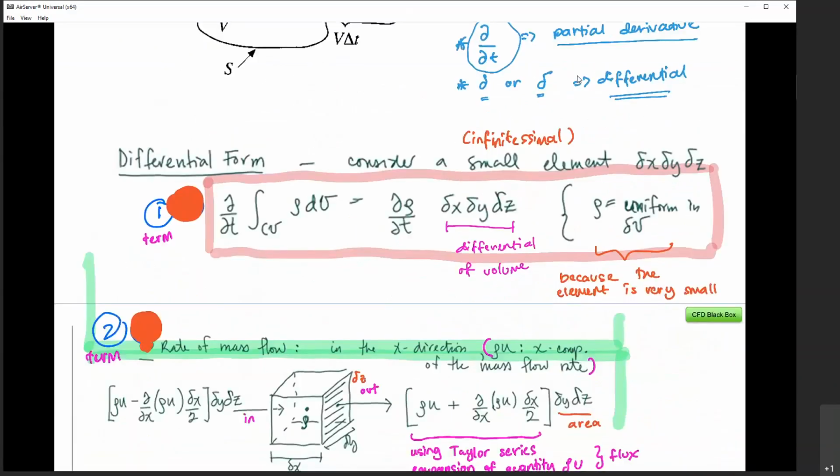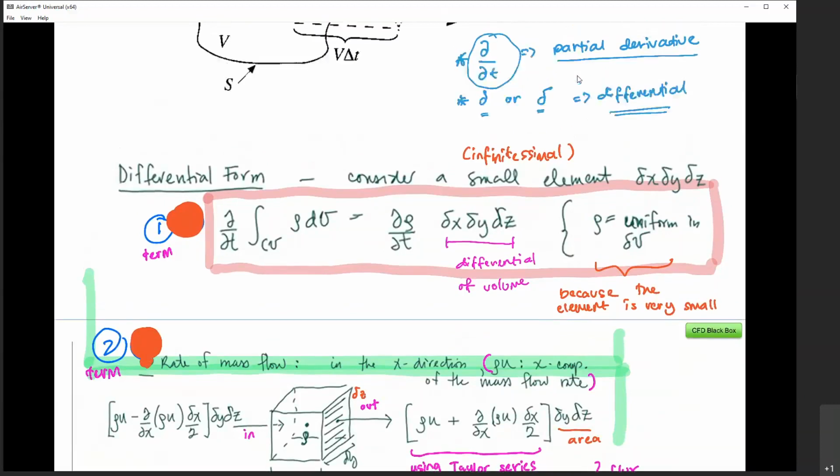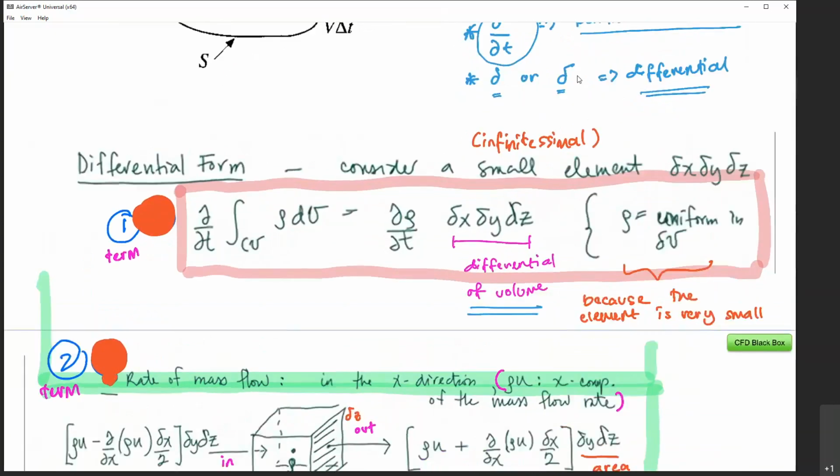All right. So when you look at the differential form for the first term, when we have d over dt of the integration over the control volume of rho dV, we can equate this to d rho over dt multiplied by dx, dy, and dz, and this is the differential of volume. We assume that the density is uniform in the differential volume dV, because we have a very, very small element.